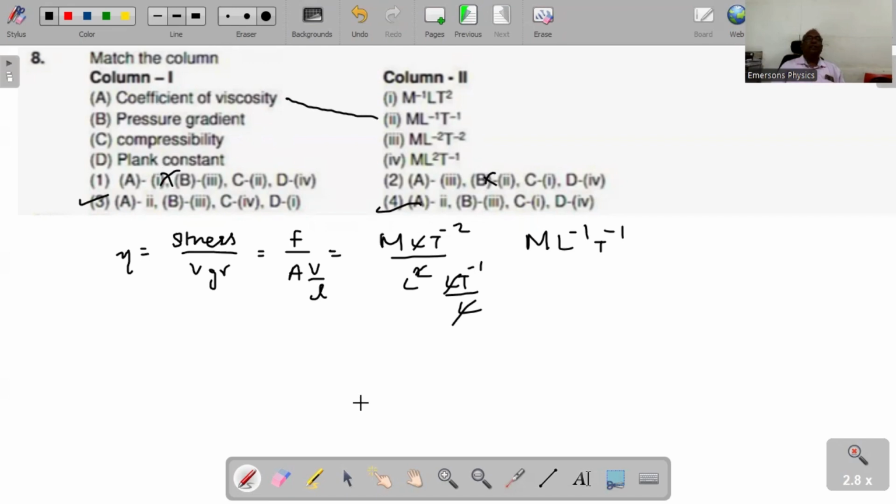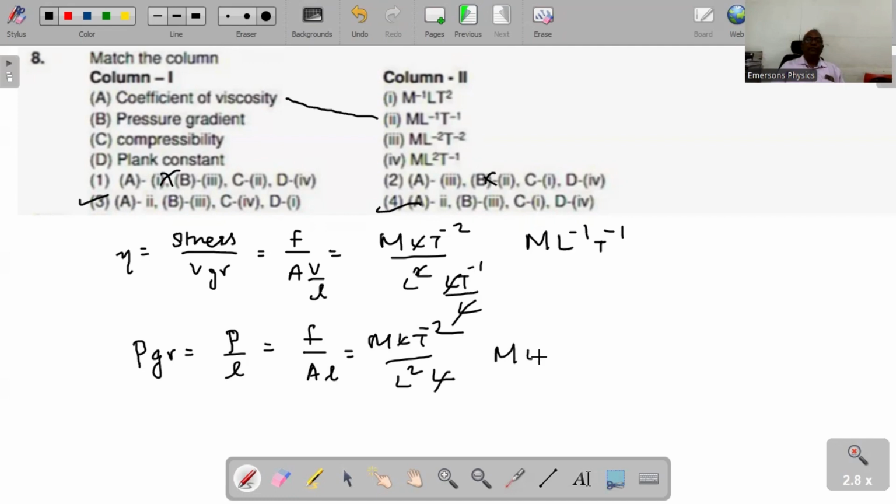Okay, and pressure gradient. Pressure gradient is nothing but pressure by length. Pressure is nothing but force by area, by length. Force is MLT to the power of minus 2 by L squared into L. One L gets cancelled. So we get M L to the power of minus 2 T to the power of minus 2. So the pressure gradient is M L to the power of minus 2 T to the power of minus 2. So B is 3. This is also correct.